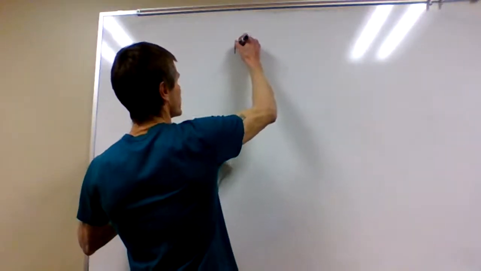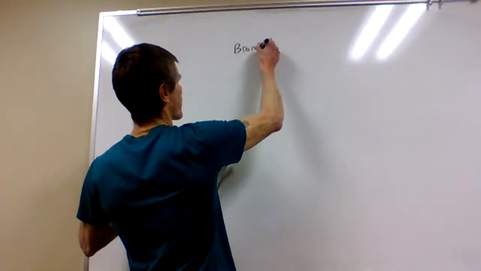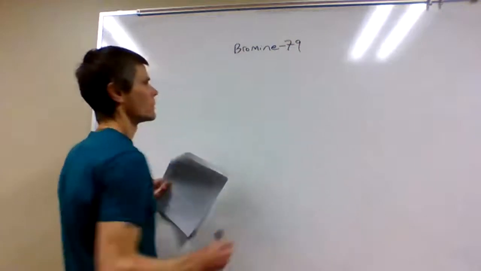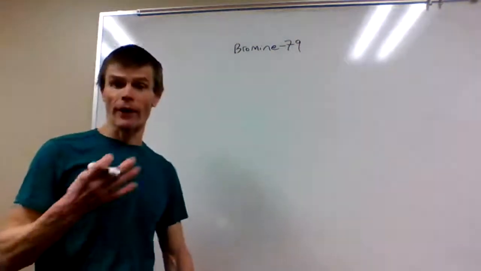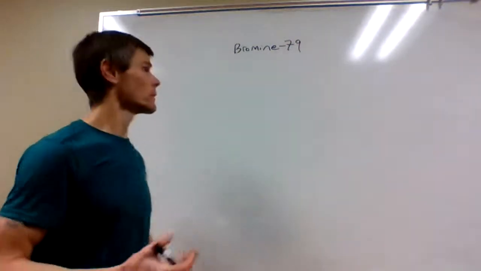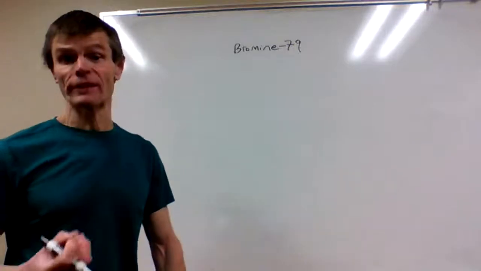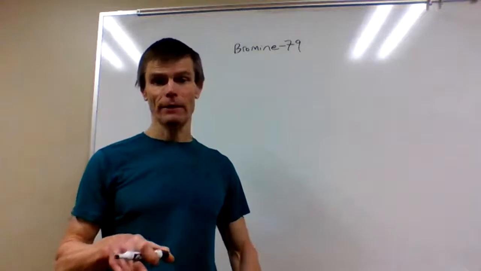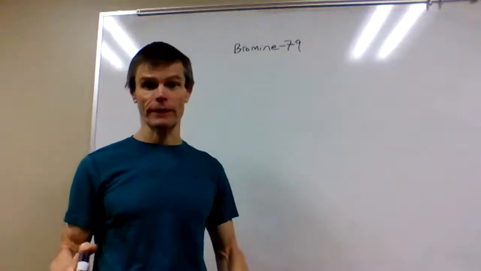Sometimes they give you the name with a hyphen and a number. The number is the mass number. If we look at bromine-79, this tells us that this is an isotope of bromine that has a mass number of 79.